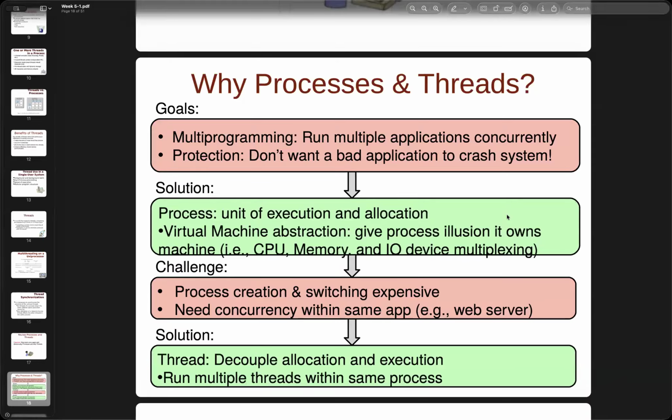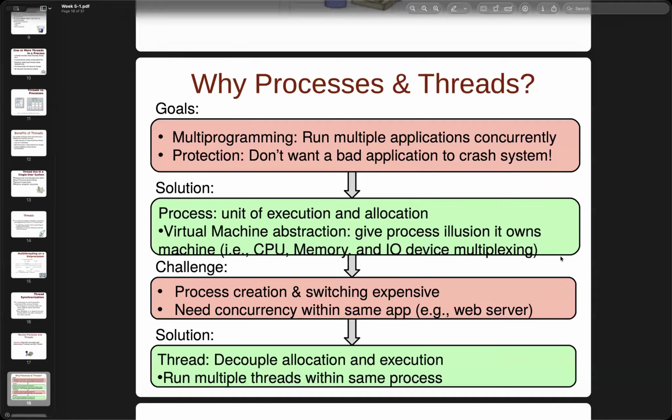So if you remember, we talked about the OS virtual machine abstraction. We give the process the illusion that it owns the machine, let's say the CPU, memory, and IO devices like the multiplexer. That's why, if you remember in the exercise, we have one resource and two processes. All these processes are thinking, because of the virtual machine abstraction, "I own everything." But actually, it's the OS that helps manage it.